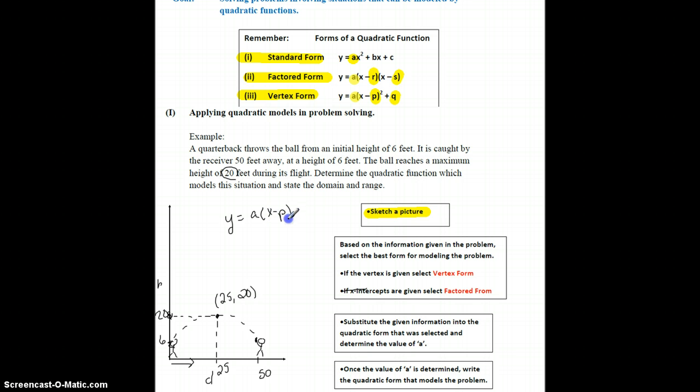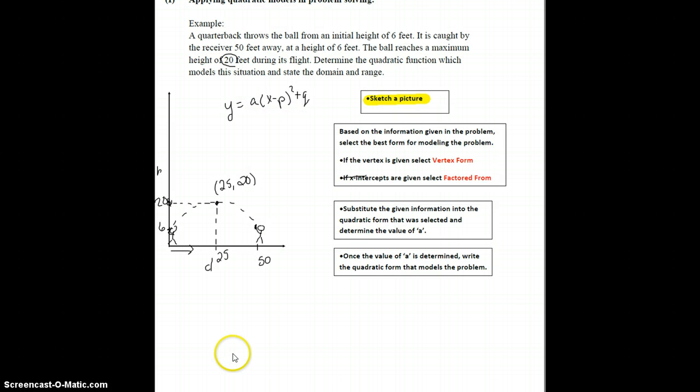So a times x minus p squared plus q. Alright, now that we selected the correct form, let's fill in the values that we have. So x subtract, and we put in the x value of the vertex, squared, plus the y value of the vertex.